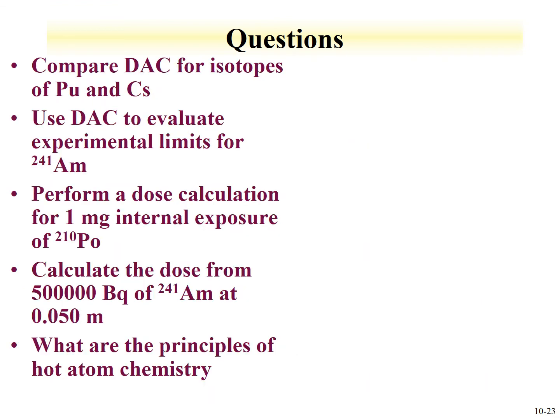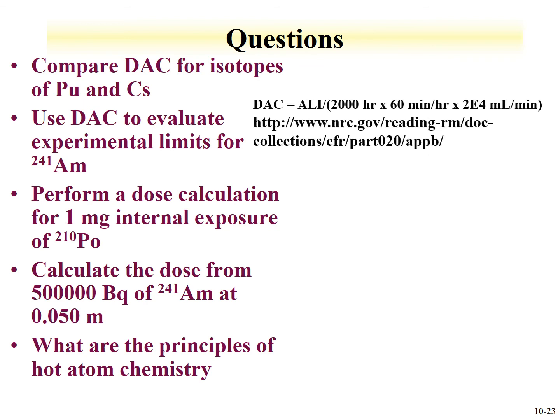Some other questions you should be able to answer. Relationships between derived air concentrations and ALIs are shown here. So in other words, if I have an annual limit on intake, I can use this equation to determine the derived air concentration, or I can actually look up the values at this website. So if you were to compare the derived air concentration for plutonium and cesium isotopes, you'd be able to figure out which ones have more stringent limits. You can also say, well, it's probably the plutonium, it's an alpha emitter, for air concentrations. Also, since the alpha particle has a quality factor of 20 compared to a beta or a gamma from cesium.